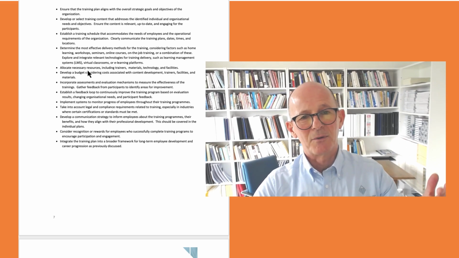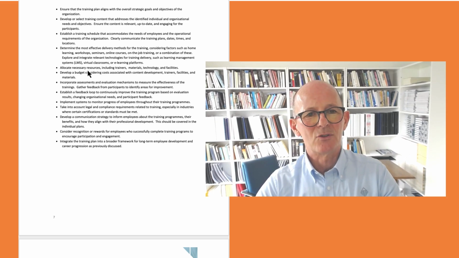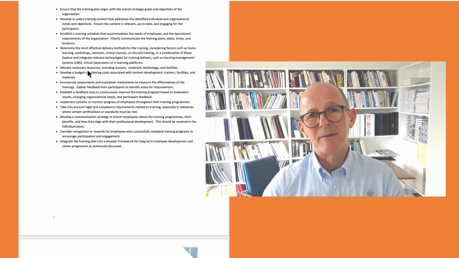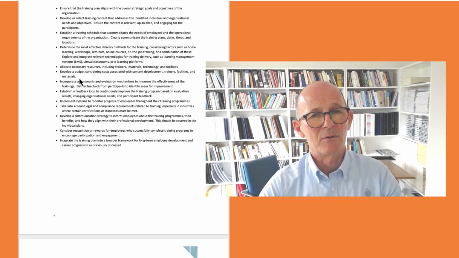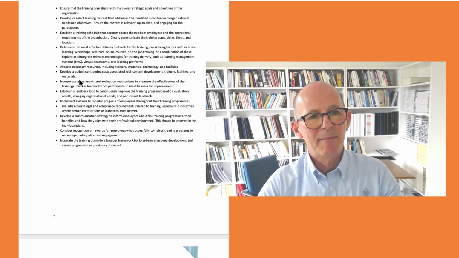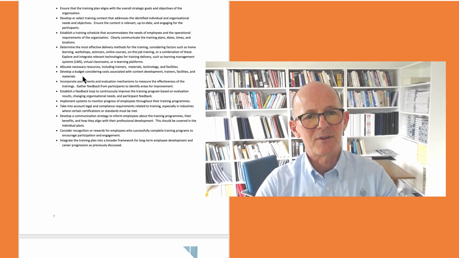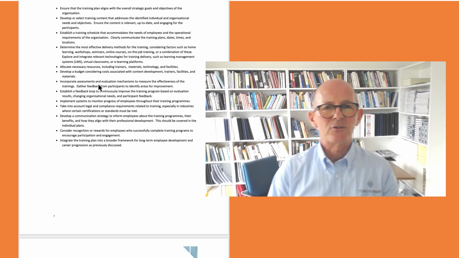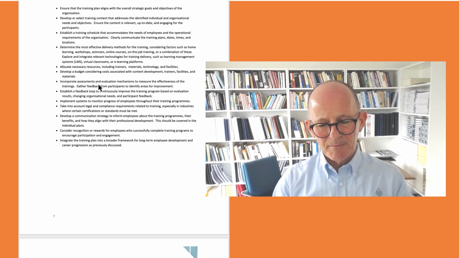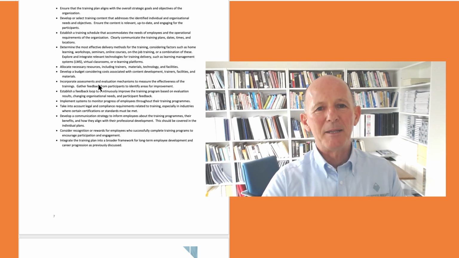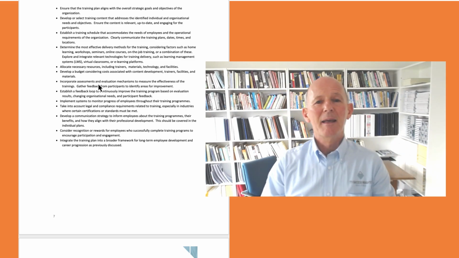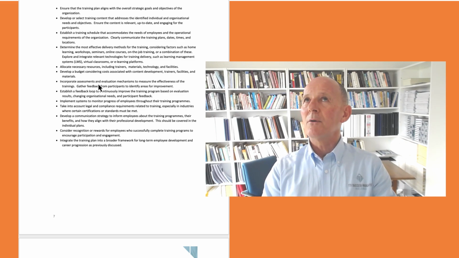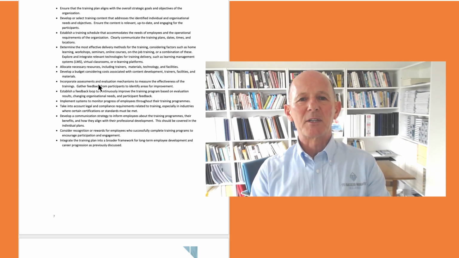Allocate resources, of course, and again, this is a budgeting issue: materials, facilities, trainers, and so on and so forth. Do you have them? And use that to help you prioritize where you're going to go. And develop the budget, considering the costs associated. Incorporate assessment and evaluation mechanisms to measure the effectiveness of the training. This is really important, and a lot of people sort of skip this because they don't know how to do it. And the question is, how do you measure the efficacy of a particular intervention?